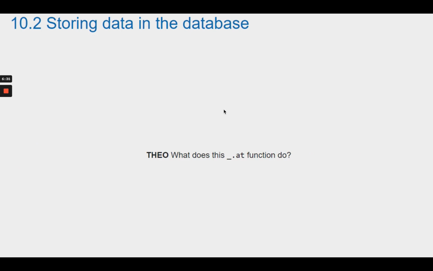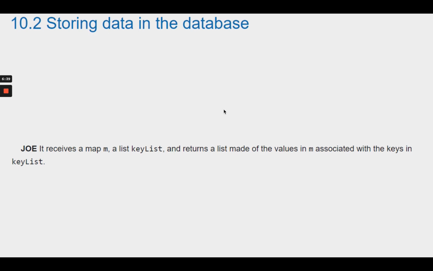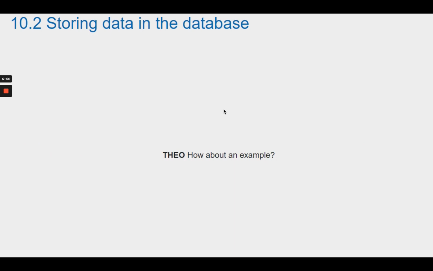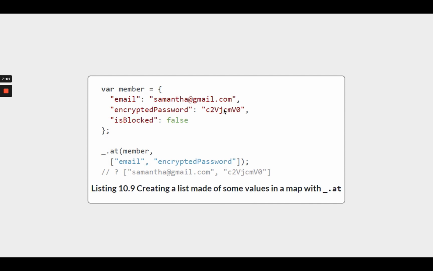Theo: What does this _.at function do? Joe: It receives a map, M, and a list, key list, and returns a list made of the values in M associated with the keys in key list. Theo: How about an example? Joe: Sure. We create a list made of the fields email and encrypted password of a member. Joe types for a bit. He shows this code to Theo.